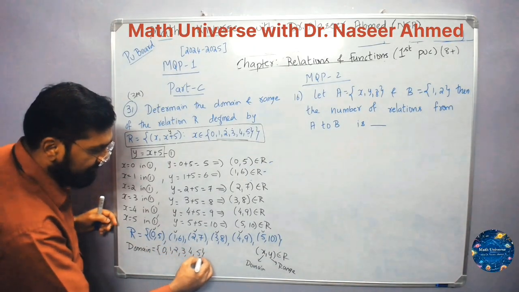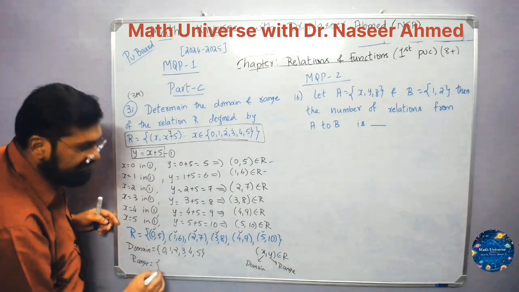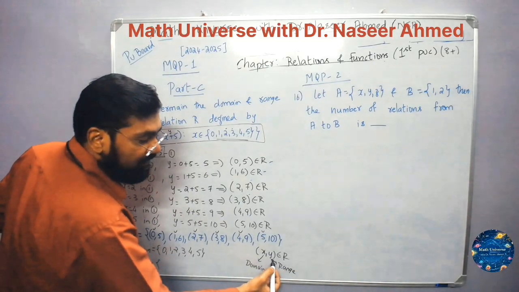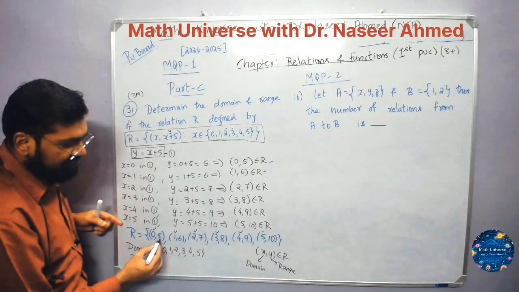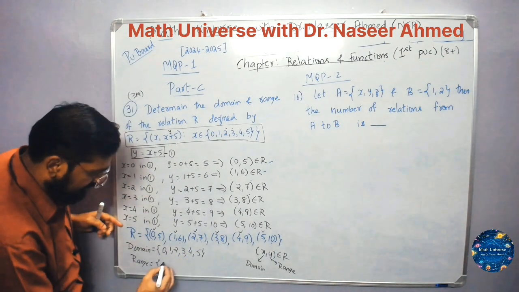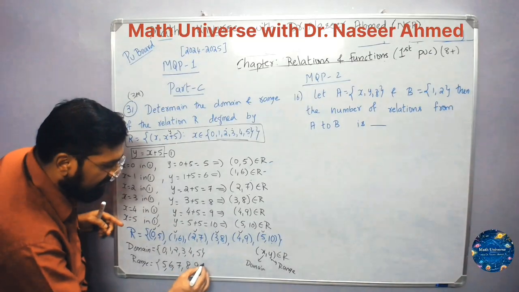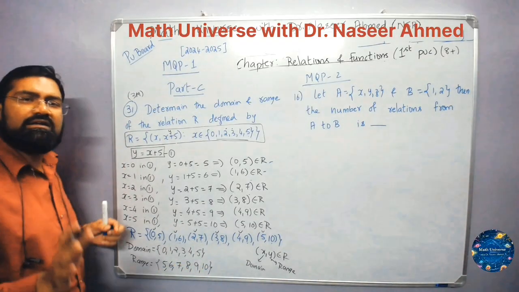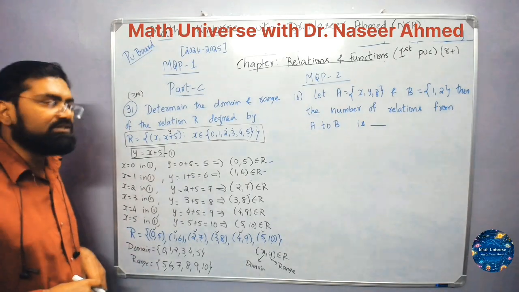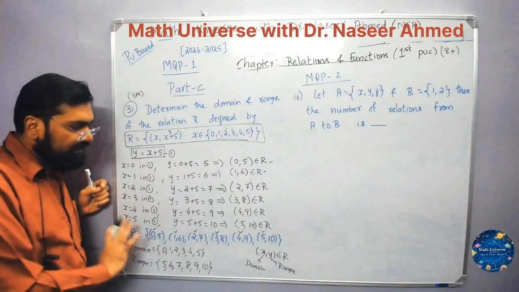Next comes range. What is the range? It is the second element of the ordered pair. Which is the second element? 5, 6, 7, 8, 9, 10. We can regard capital R to be in a codomain also. Okay, no problem. But no need to mention. Now, better work out this, then you will be sure that your entries are correct.